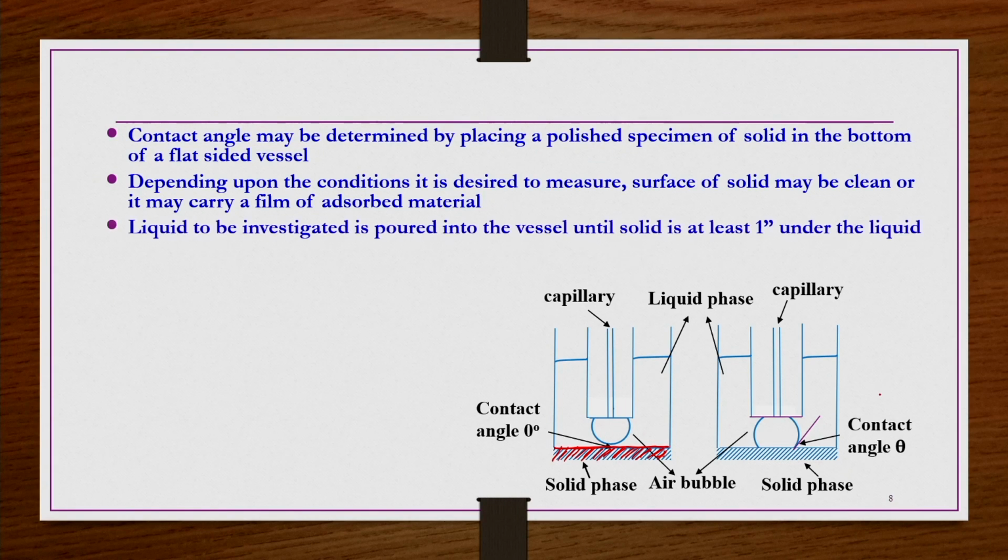Okay. Then the liquid to be investigated is poured into the vessel until the solid is at least 1 inch under the liquid. So, what you do, you place this solid in such a way that it is in the liquid phase for which you want to investigate the contact angle, so that the solid is at least 1 inch under the liquid. So, then this is the liquid interface. This is all liquid. Okay.